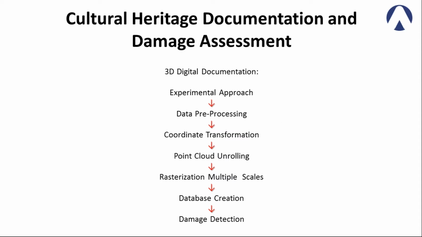If you see the cultural heritage documentation, damage assessment can also be done with this. First you have to go with an experimental approach. You have to pre-process the data. Then that data has to go through coordinate transformation. Then you'll get the point cloud unrolling. When you get the point cloud, you have to rasterize at multiple scales. Then a database is created, and then you will get damage detection.